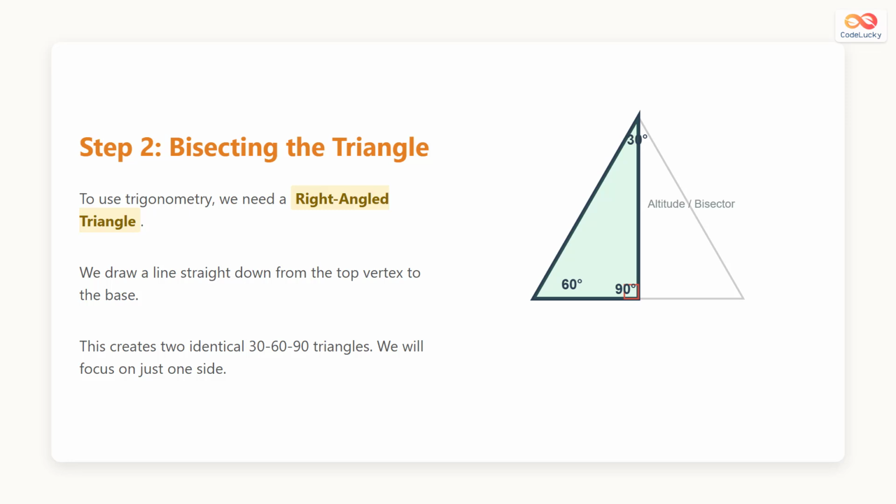To do trigonometry, we need a right-angled triangle. So we draw a straight line from the top vertex down to the base. This cuts the triangle perfectly in half. Now, look at the angle at the top. It was 60 degrees, but we split it into two 30-degree angles. The angle at the bottom remains 60 degrees, and the new angle formed by our line is 90 degrees.